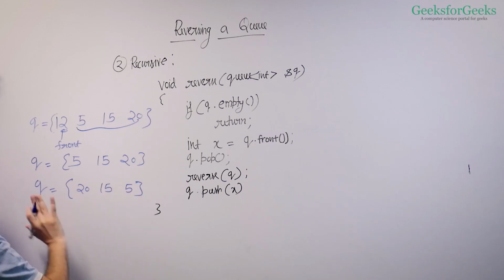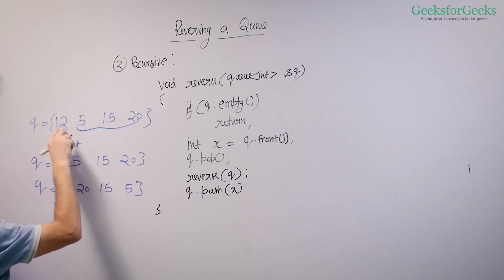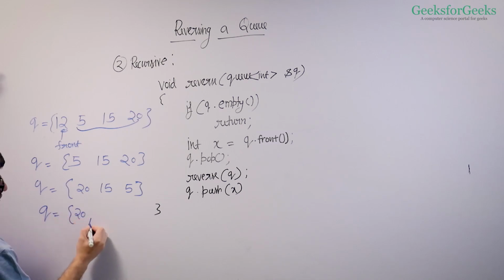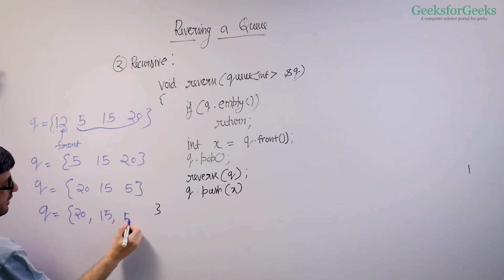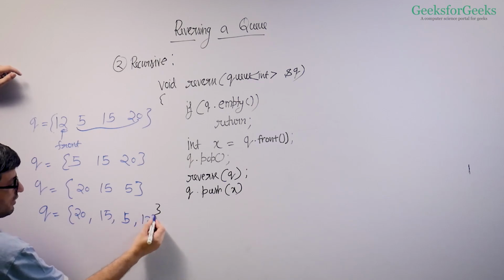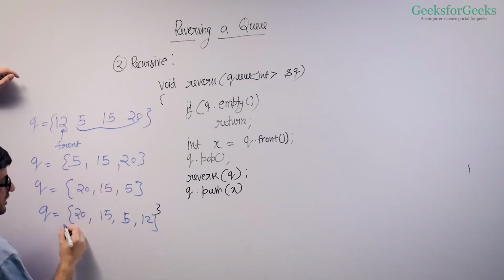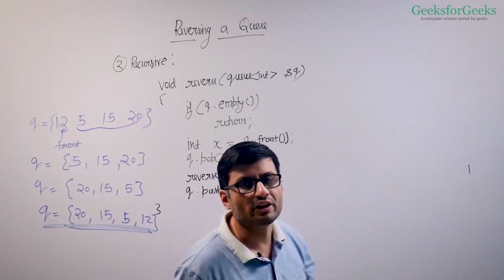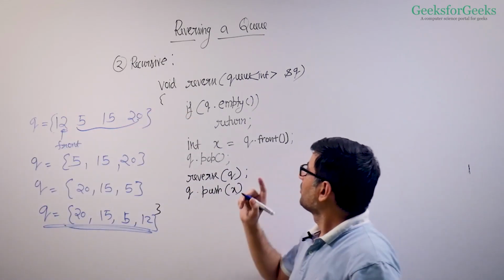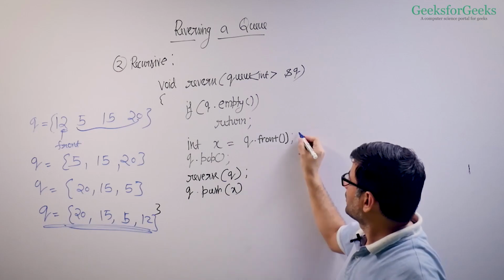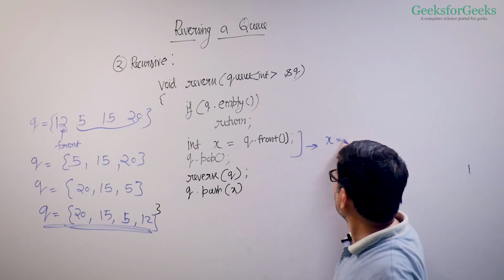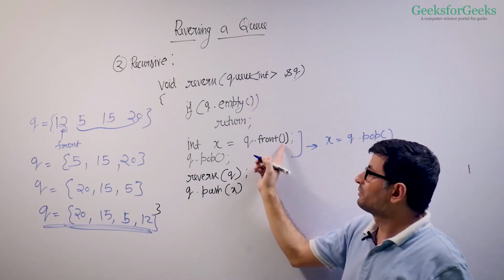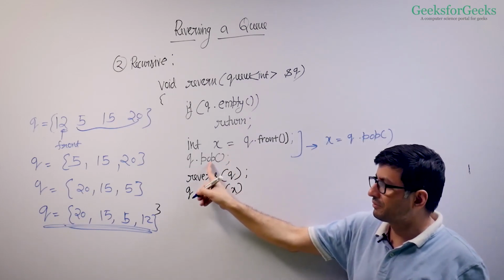I assume that the recursive function works. Now I put this item at the end. So my queue becomes 20, 15, 5, and then at the end 12. So this is my reversed queue. Same thing we have implemented in this code. What are we doing? We are taking the top item. If we're programming in Java, it's simply x = queue.pop(), one line only. We are taking the top item, storing it, and then removing the top item.